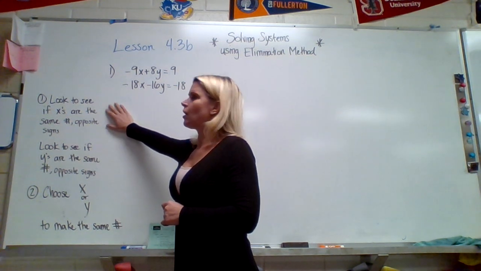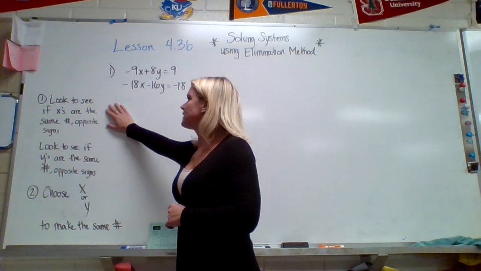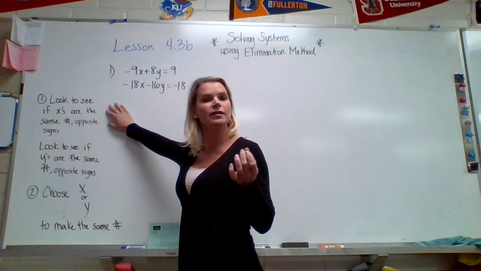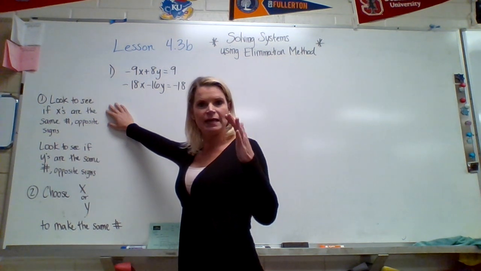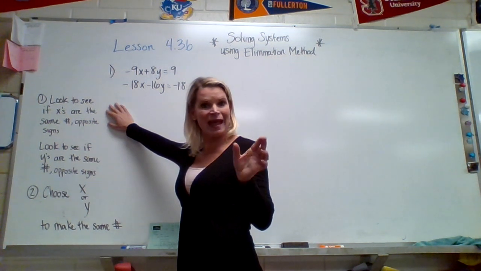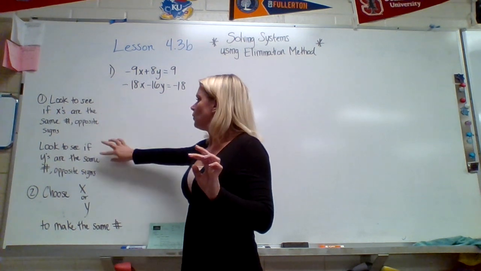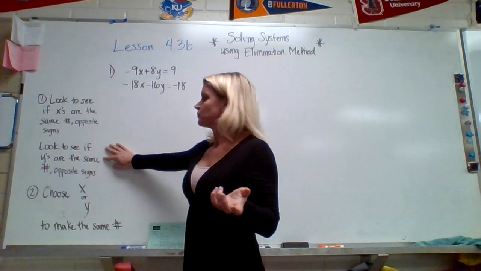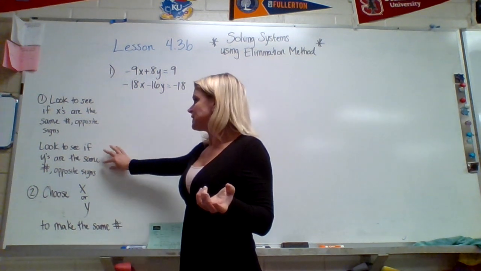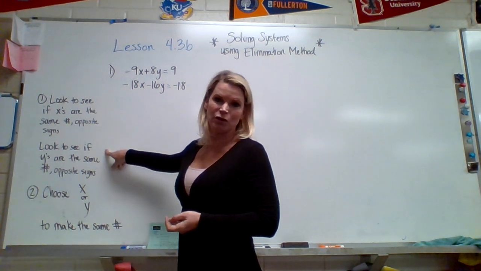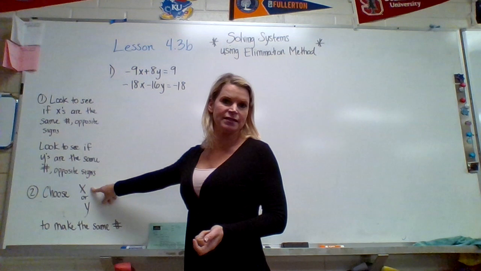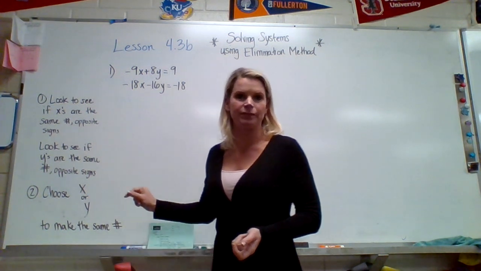We're first going to look at our equations and see if the x's are the same number and the opposite signs. Remember, that's what we want. In order for a variable to cancel out, they have to be the exact same number and opposite signs. We're also going to look to see if maybe the y's are the same number but the opposite sign. And today, neither one of these is going to be true. So that means I need to do my next thing, which is choose either the x's or the y's to make the same number.